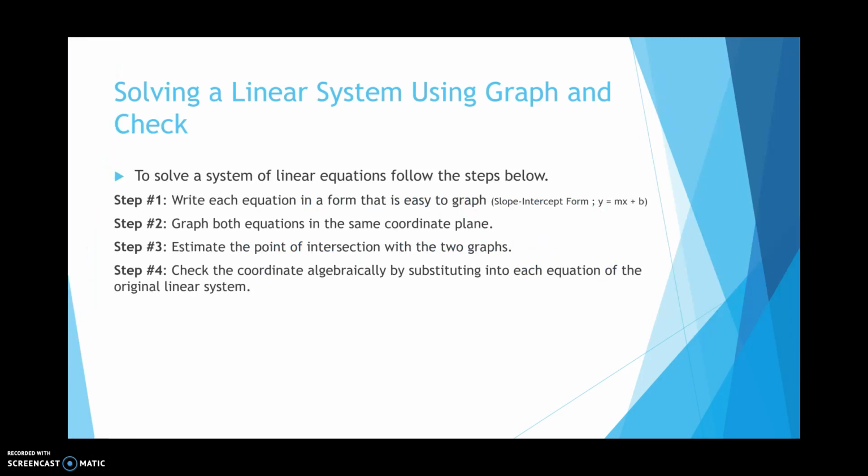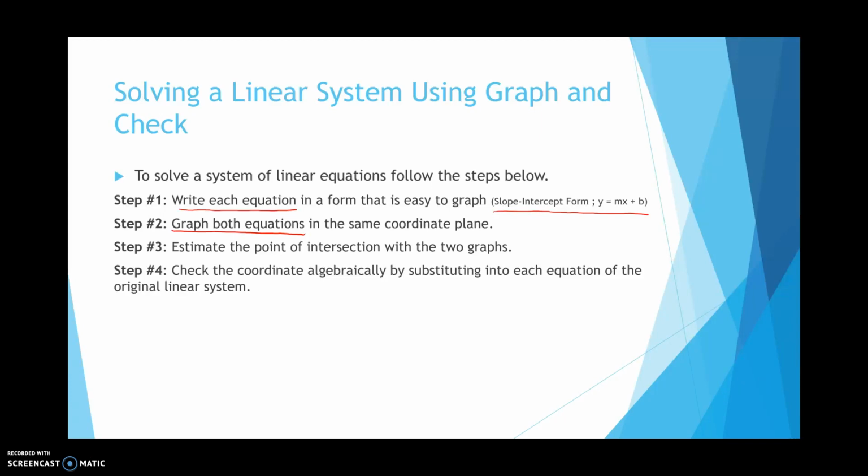In order to solve linear systems by graphing, there are steps to follow to help you get the answer you need. You're going to be given two equations, and you need to write both equations in a form that is easy to graph, which is the slope-intercept form, y equals mx plus b. Step number 2, you're going to graph both equations on the same coordinate plane.